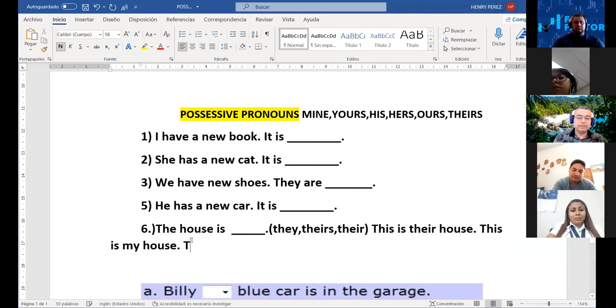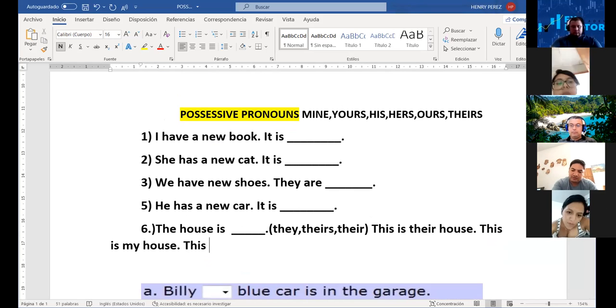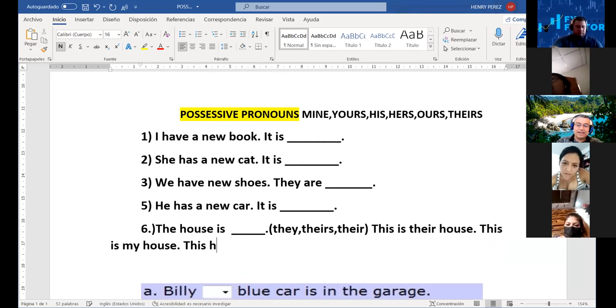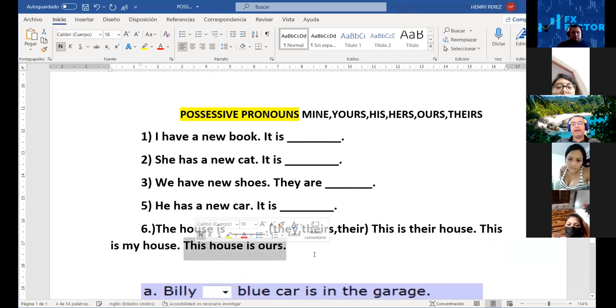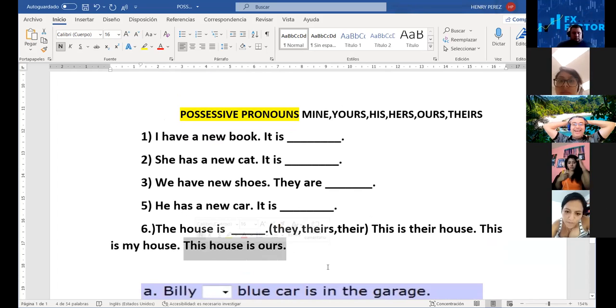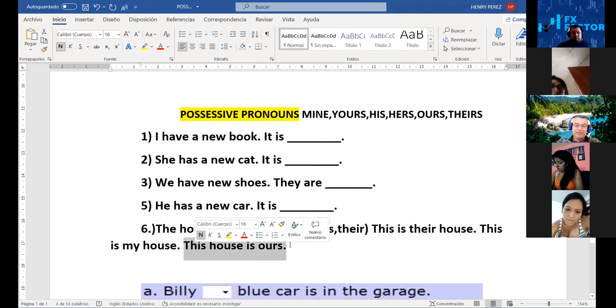Esta casa, vamos a iniciar, les voy a dar con this. This house is ours. Very good. Esta casa es de nosotros, right? This house is ours, possessive. Okay, ¿qué tipo de posesión es esta? Possessive adjective or possessive pronoun? Pronoun. Eso. Very good. Possessive. All right.